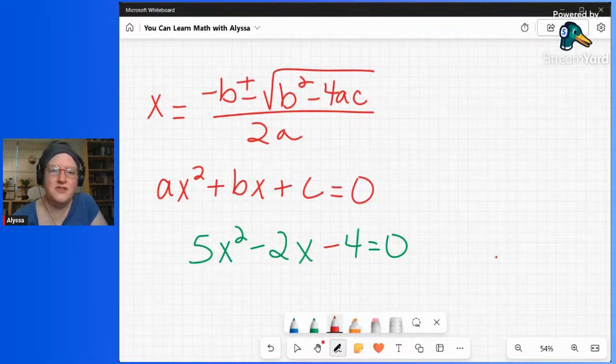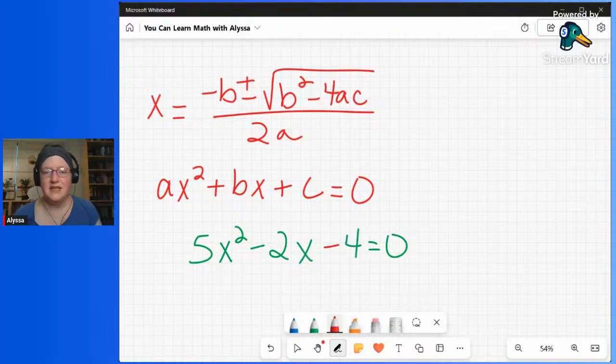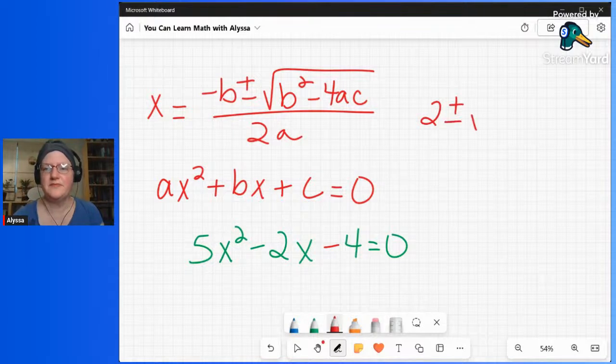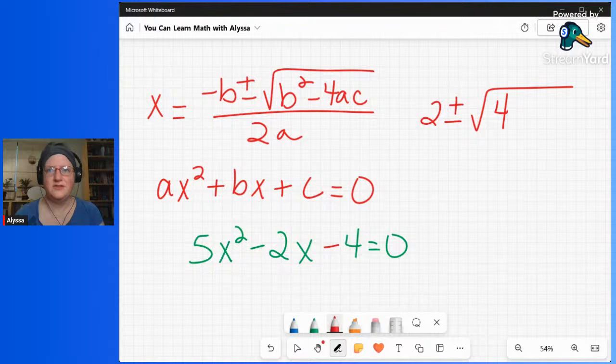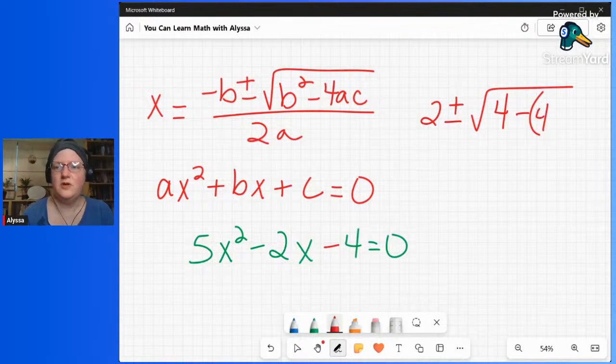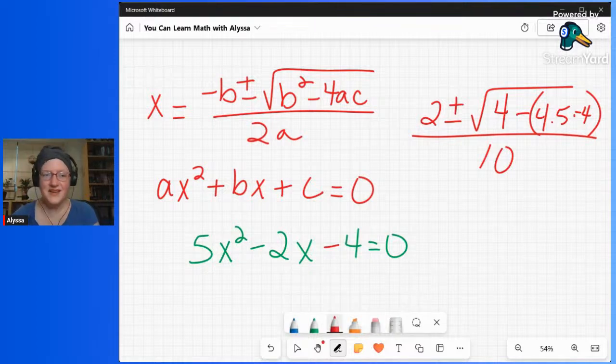Okay, so first off, when it says negative b, this means the opposite of b. So the opposite of this negative 2 is a positive 2. Then our b squared, negative 2 squared is 4. Negative 2 times negative 2 is 4. And then minus 4 times a times c: 4 times 5 times negative 4, all over 2 times a. My a is 5, so 2 times 5, which is 10. Okay.